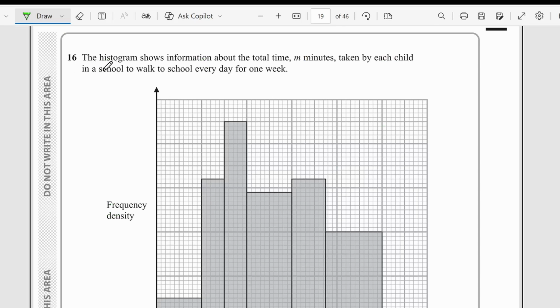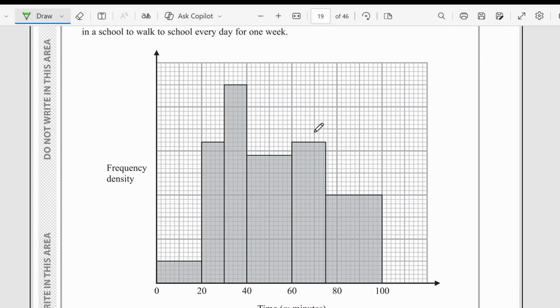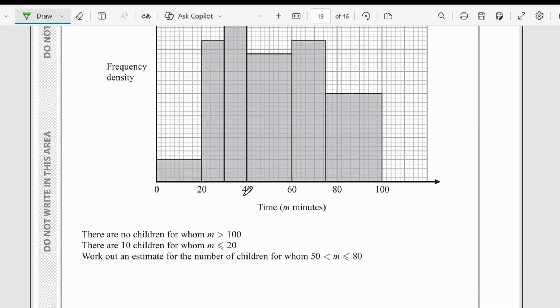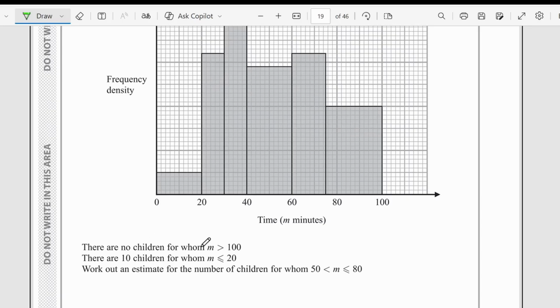Question number 16: the histogram shows the information about the time in minutes taken by each child in a school to walk to school every day for 1 week. We are given frequency densities. There is no child who takes more than 100 minutes, so no information for more than 100 minutes. There are 10 children who take less than or equal to 20 minutes.